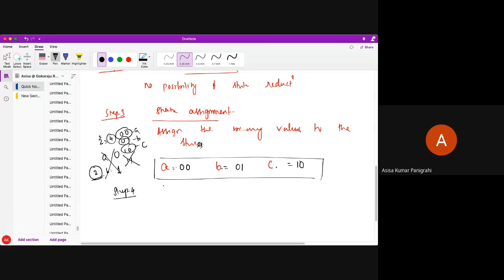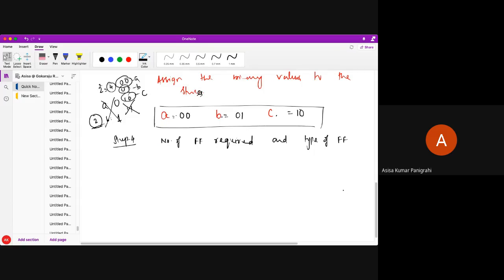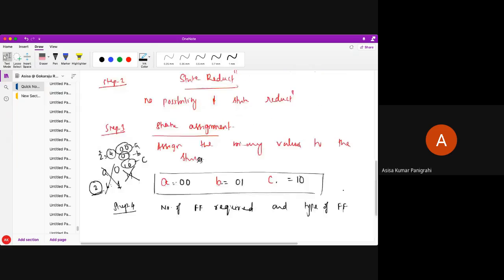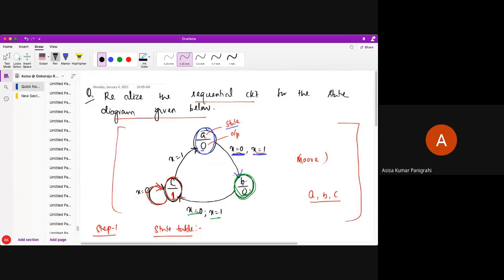Okay. Now step 4. What is step 4? You need to identify the number of flip flops required, and you also have to decide what type of flip flop you are going to use to design that particular sequential circuit. The main thing is, if the question has given you what type of flip flop to use, you have to take that only. But here in the question, it has not been given for this particular sequential circuit what type of flip flop to use.